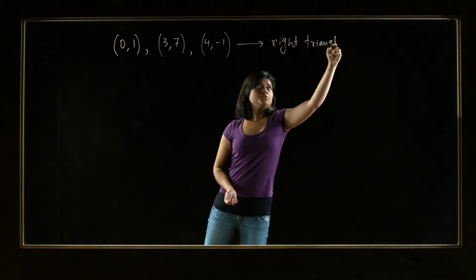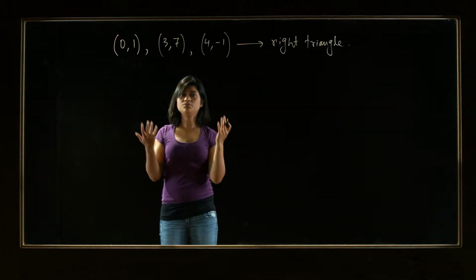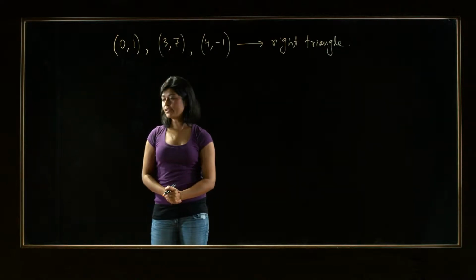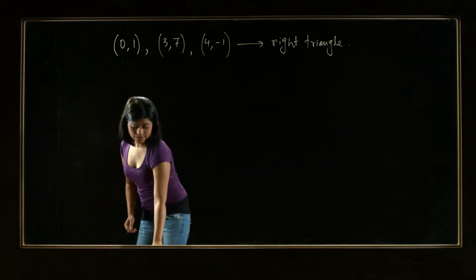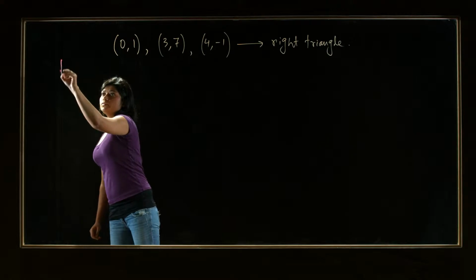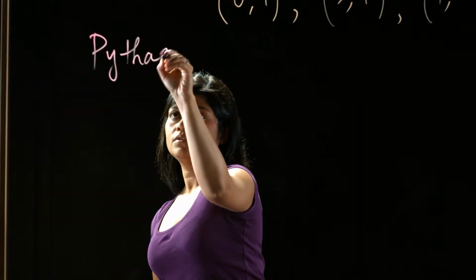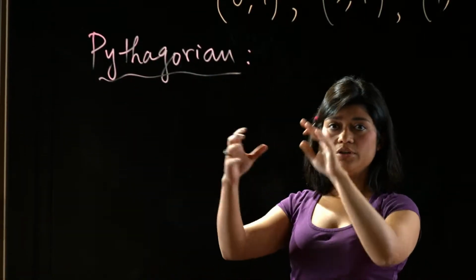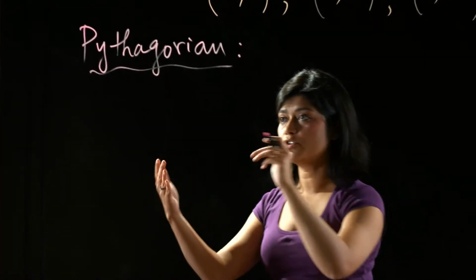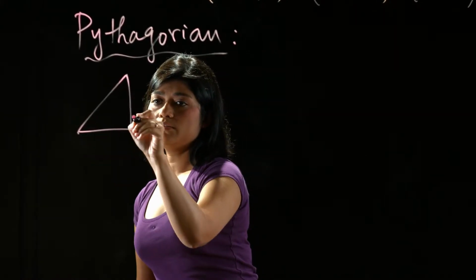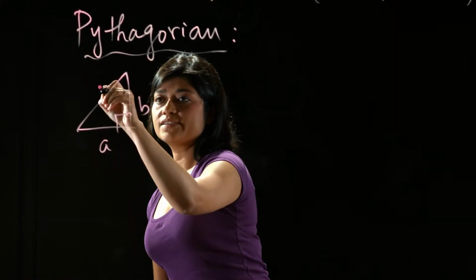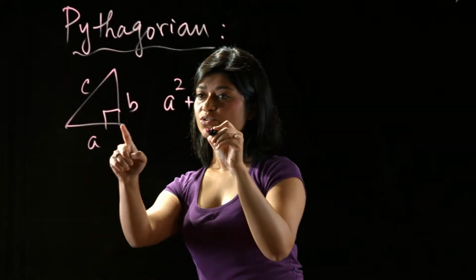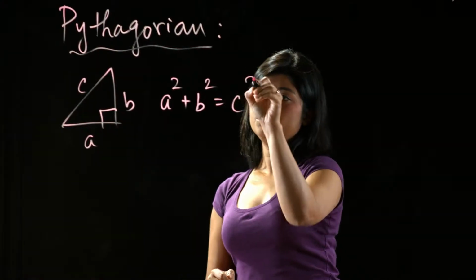So how do we do that? How can we show that they will form a right triangle? Well, we have the Pythagorean theorem to help us. Let me remind you that it says if you have a right triangle, and you know the lengths of the 3 sides, say A, B, and C, then A square plus B square is equal to C square.